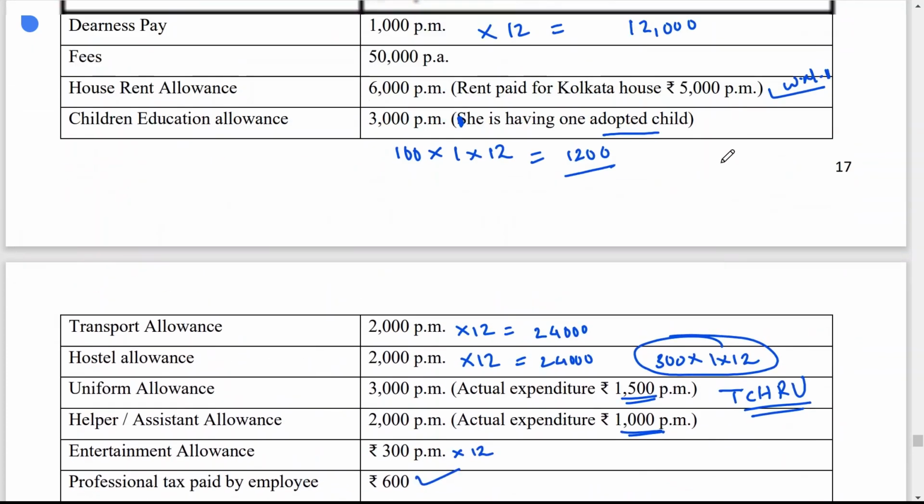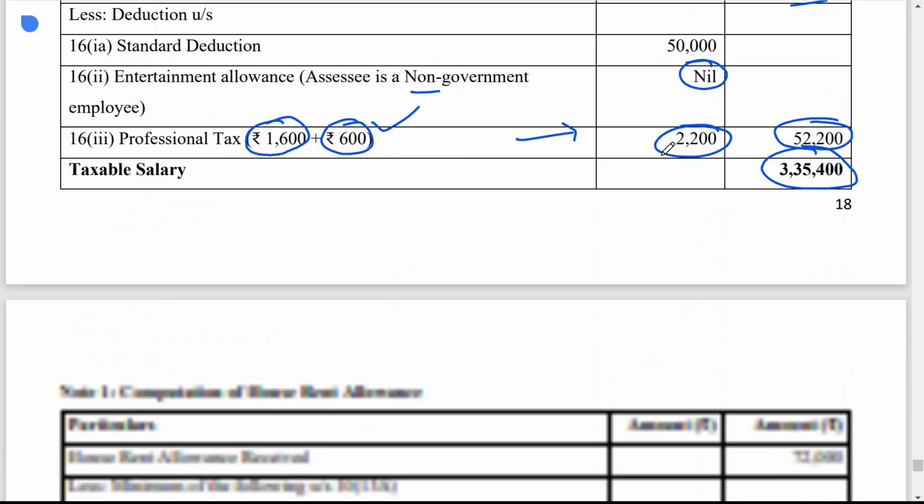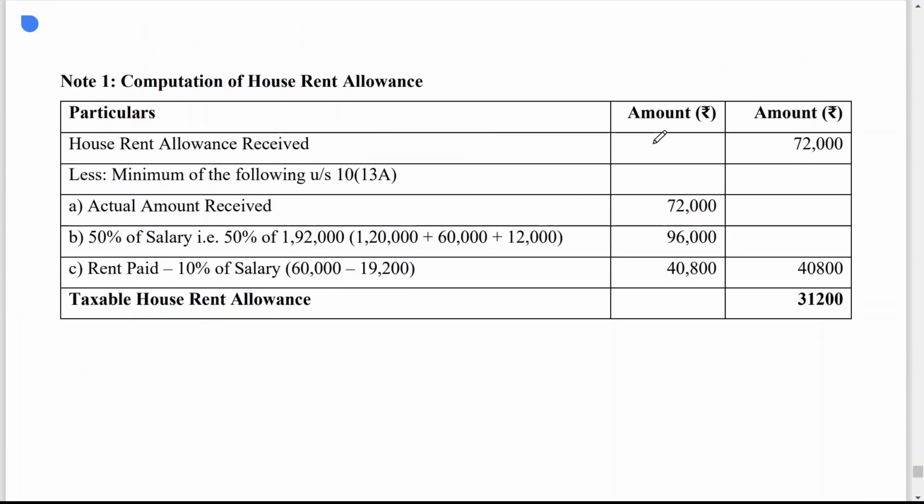For that, first of all, read the question. How much HRA has he received? 6,000 per month. And rent paid for Kolkata is rupees 5,000 per month. That you should keep in mind. Now solve the example. Computation of house rent allowance. How to calculate? Particulars, amount rupees. So house rent allowance received is 6,000 multiplied by 12.